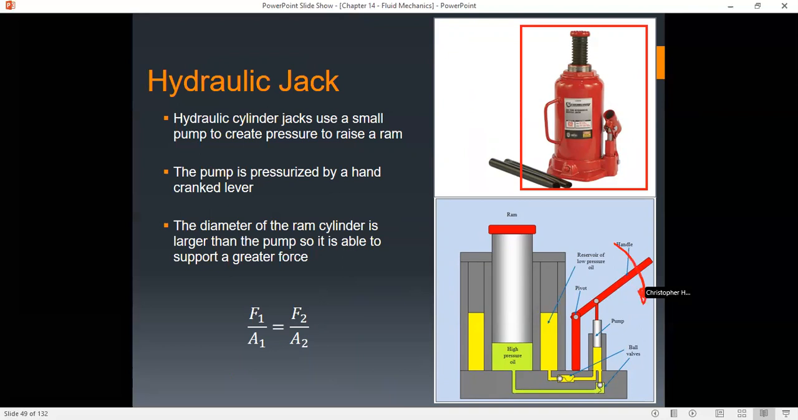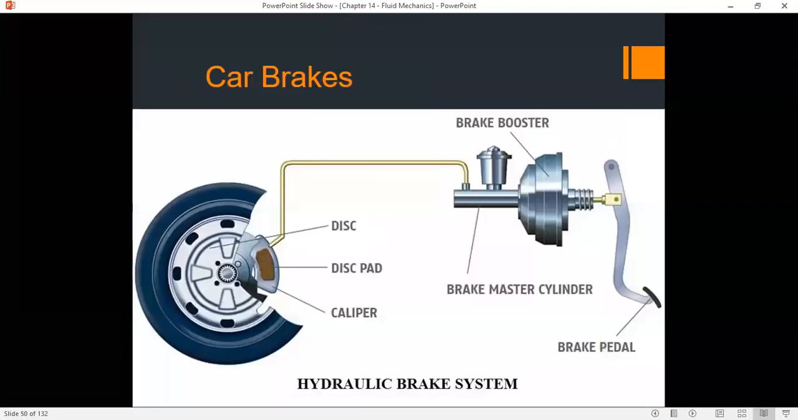You use a very small bore cylinder right here to force hydraulic fluid into the larger cylinder. And the larger cylinder is not going to move as far as the handle, but it's going to be able to exert a much larger force. It's also the principle behind brakes.